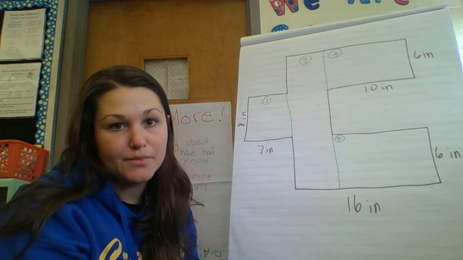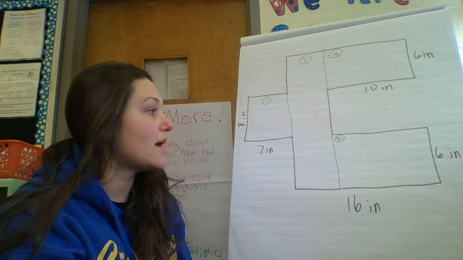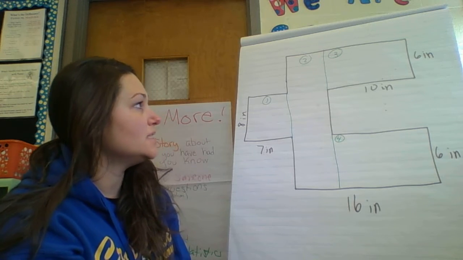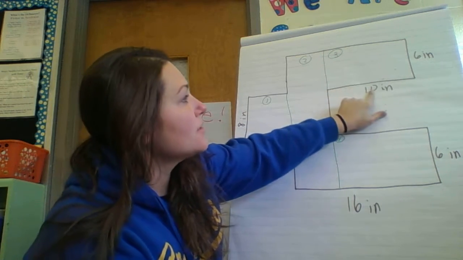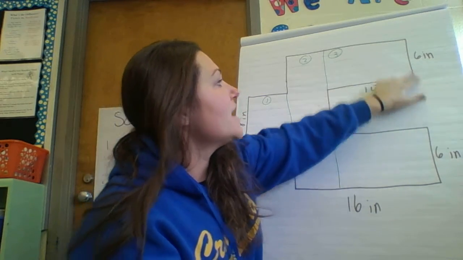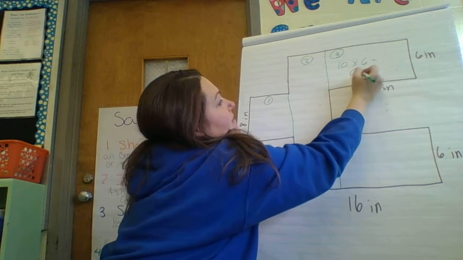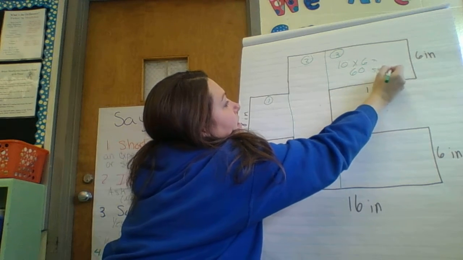And now they're regular shapes, so I can just do length times width. In this case, I may have some missing side lengths that I'm going to have to solve for, but that's no big deal. Looking at this shape, I'm going to go with this one first because I see I've got everything I need. I've got my length of 10 and my width of 6. So I can do 10 times 6 to give me 60 square inches.